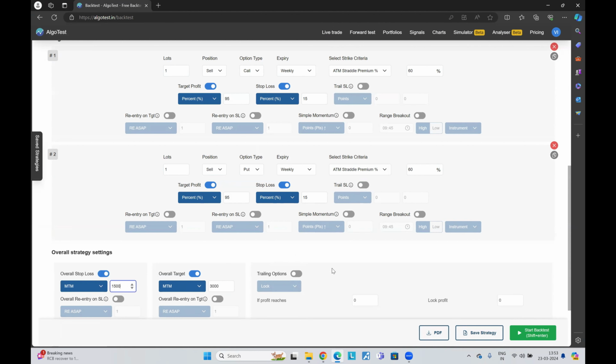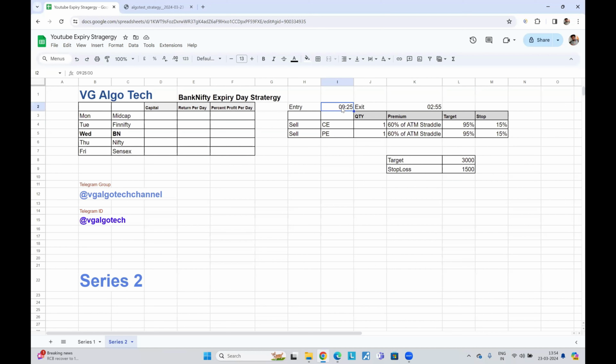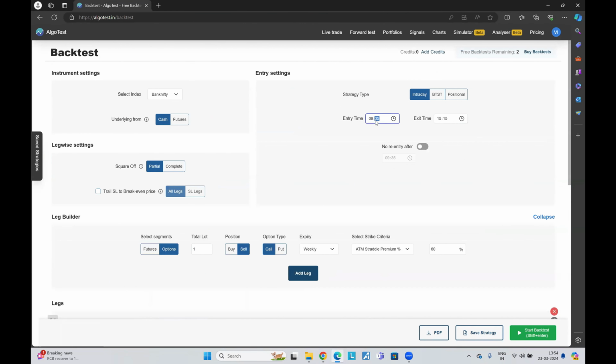We need to modify the entry and exit timings. If you can see here, the entry timing and exit timing is different. 9:25 is the entry timing and 2:55, that is 14:55, is the exit timing.